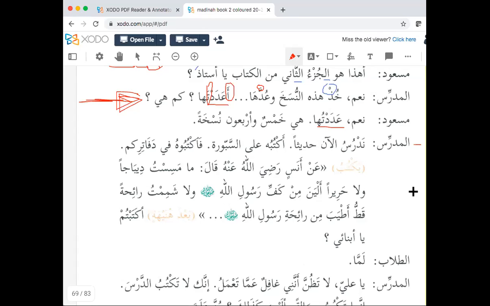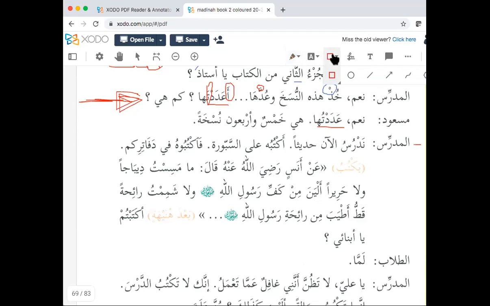ندرس الآن حديثا. The teacher said, now we are studying a hadith. أكتبه على السبورة. I will write it on the board. فاكتبوه في دفاتركم. Write it in your copybooks or your notebooks.